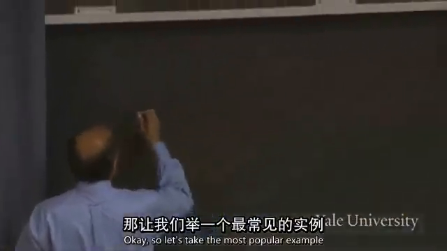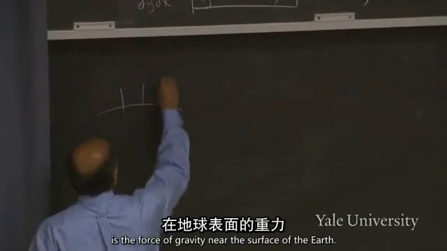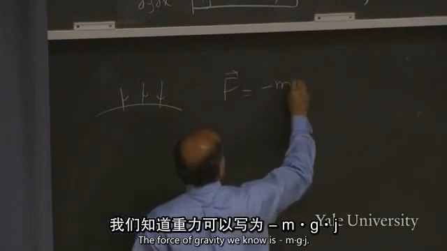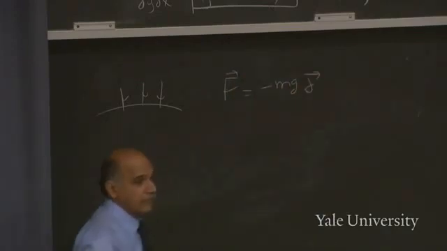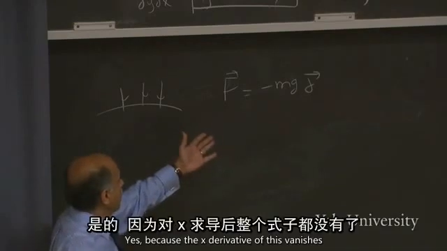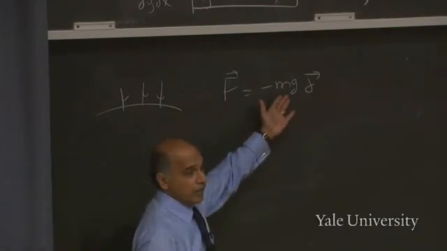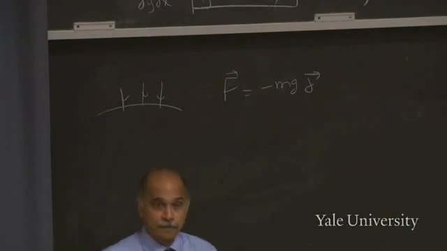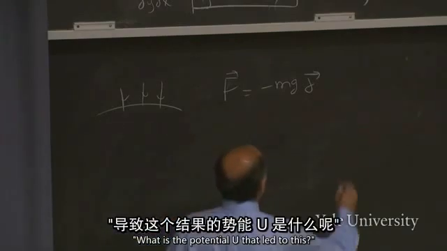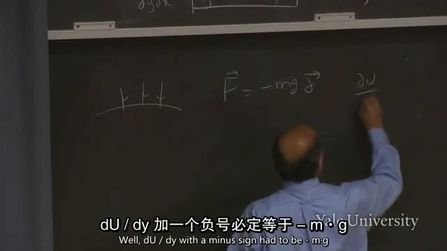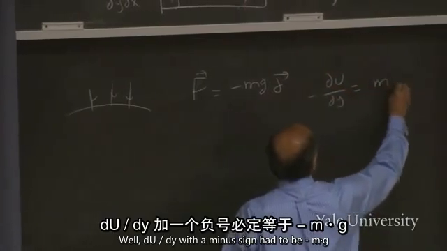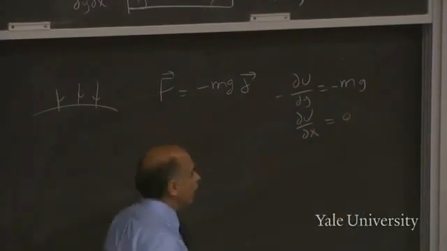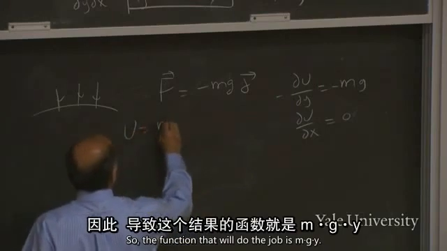Okay, so let's take the most popular example, the force of gravity near the surface of the Earth. The force of gravity, we know, is minus mg times j. Is this conservative? Yes, because the x derivative of this vanishes, and the y derivative of fx, you don't even have to worry because there is no fx. So it's clearly conservative. Then you can ask, what is the potential u that led to this? Well, du dy with a minus sign had to be minus mg, and du dx had to be 0. So the function that will do the job is mgy.